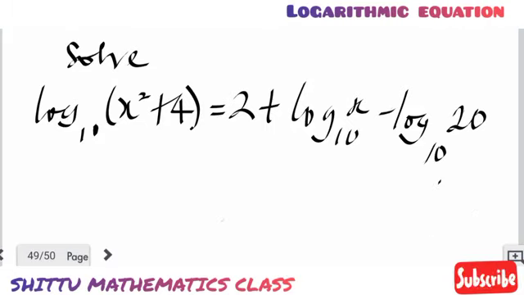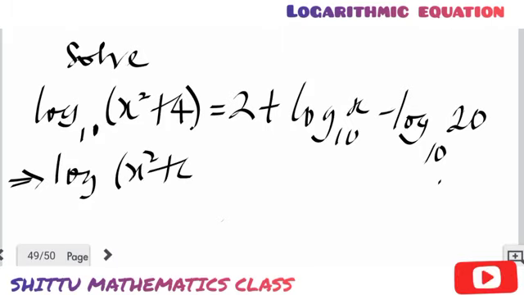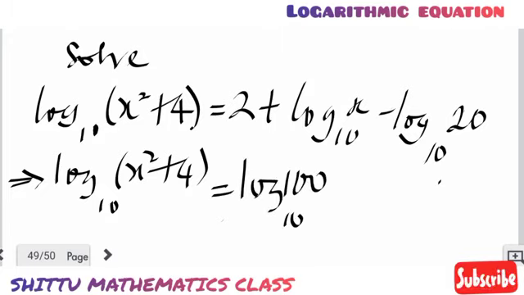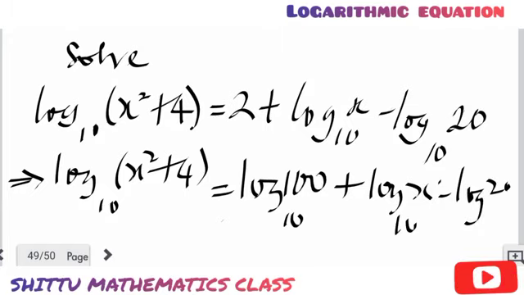So now let's continue from there. If we continue from that place, we are going to have log of x squared plus 4 with respect to base 10, equals log 100 with respect to base 10 plus log x to base 10 minus log 20 to base 10. Now when you have this, you can see that all the terms in the equation are related in terms of the same base, that is base 10.